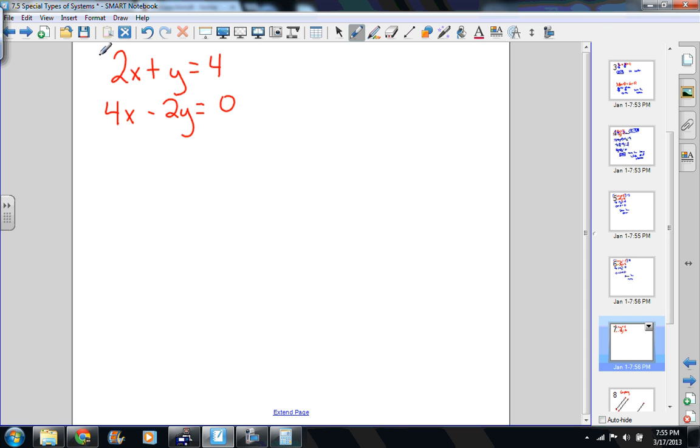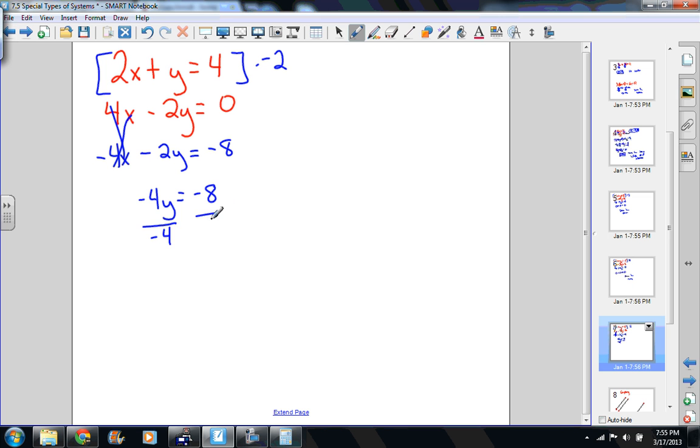I'm going to do the addition method again, because that's the one I like more. So I get negative 4x minus 2y equals negative 8. So that goes away. And so I get negative 4y equals negative 8. Well, the variable's still there, so I can just solve this one normally. So I get y equals 2.